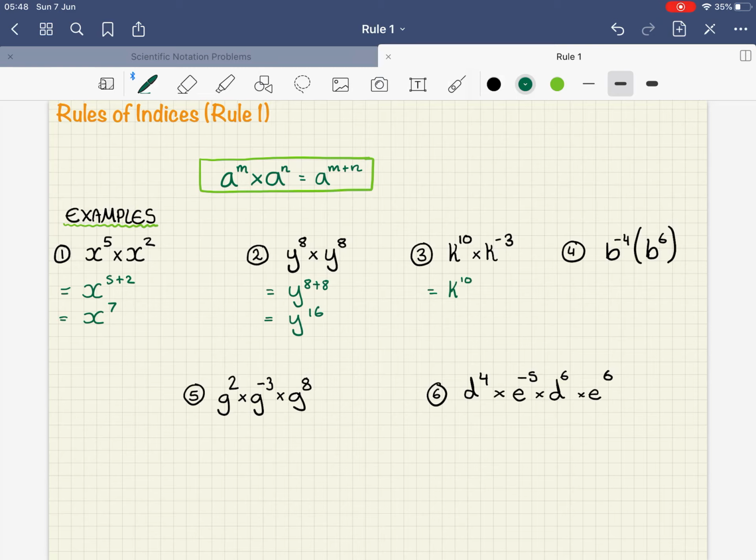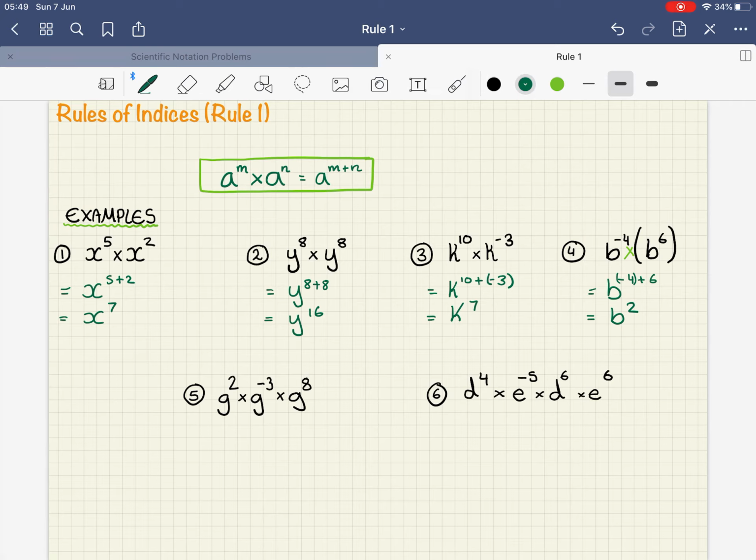This next one here then, remember, brackets, that means there's just a multiplication there. So that is still going to be multiplication. So I've got b to the power of negative 4 times b to the power 6. So I'm going to have b to the power of negative 4 plus 6, just adding my powers together. Negative 4 plus 6 is just going to be 2.